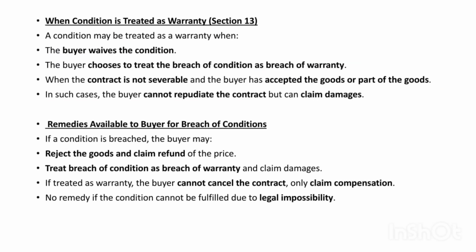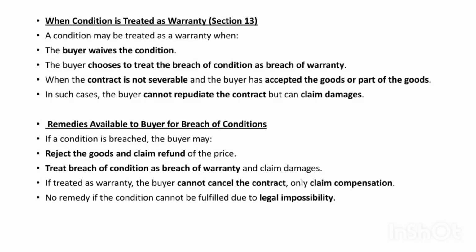Now let's move on to the next topic. When a condition is treated as a warranty under section 13, and remedies for breach of conditions. Section 12 told us condition means cancel and warranty means damages. Section 13 tells us when a condition loses its power to cancel. First, the buyer waives the condition. Waive means the buyer says, I don't insist on this term. Second, the buyer chooses to treat the breach of condition as a breach of warranty. Even if the seller breaks a major term, the buyer can voluntarily say, I won't cancel, just pay me damages.